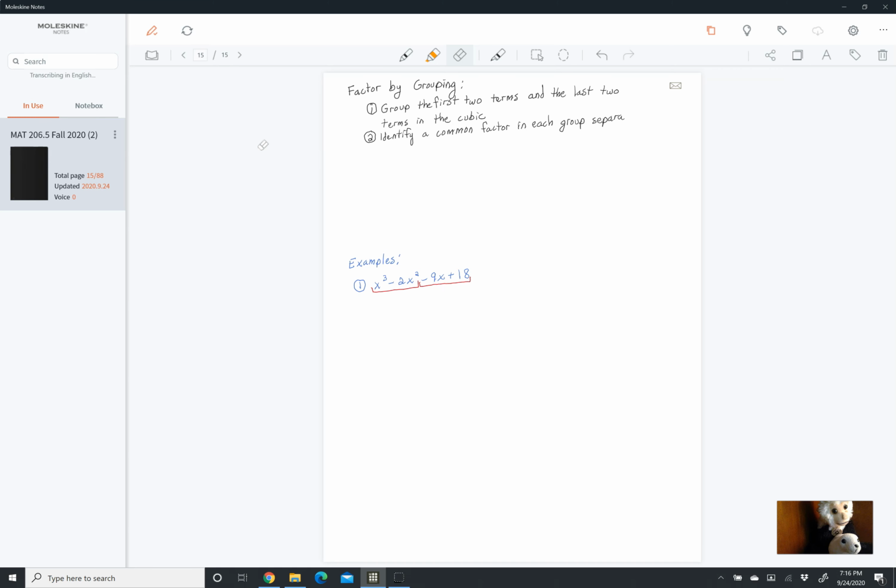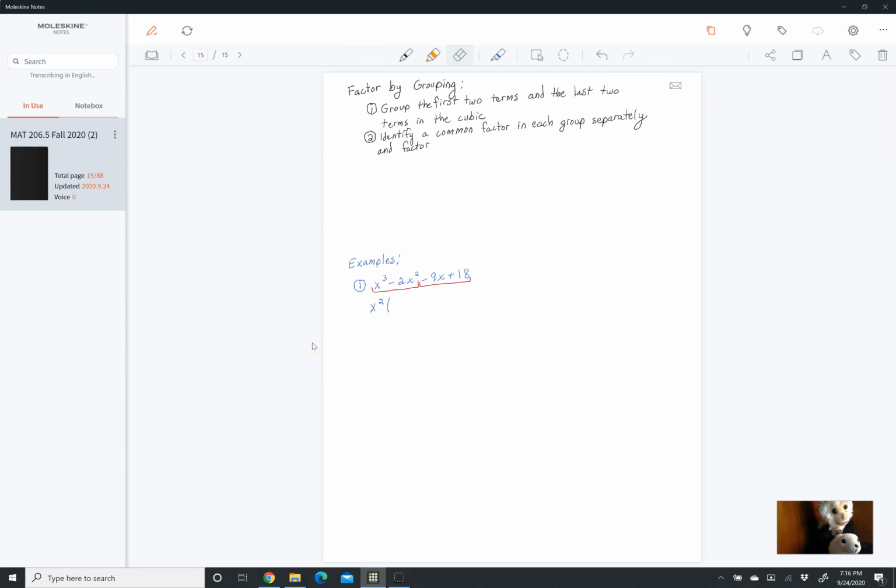And you're going to factor. Okay, so what does this mean? We're going to look at the first group and say, what is something that both terms have in common? So we can see that both terms have an x squared in common. So we're going to factor that out.